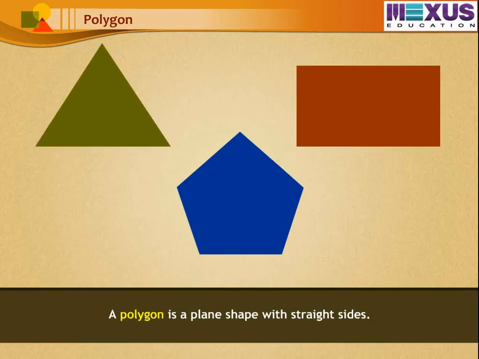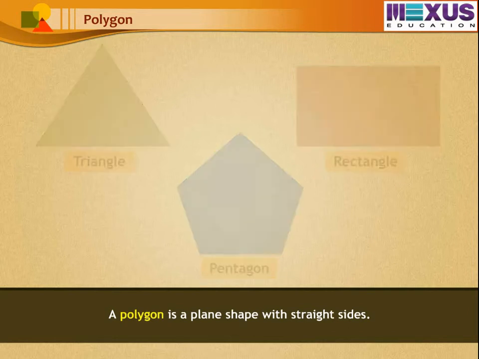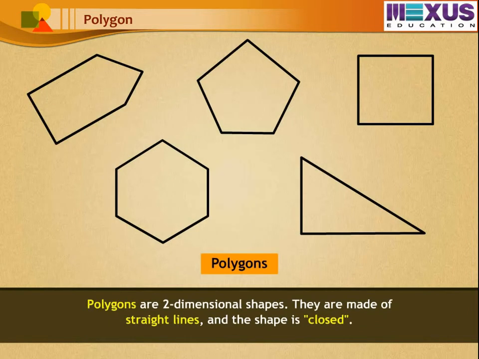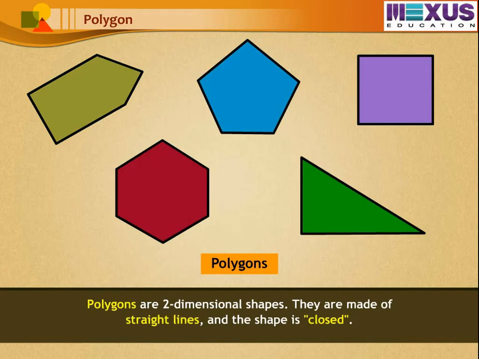A polygon is a plane shape with straight sides. For examples, triangles, rectangles, and pentagons. Polygons are two-dimensional shapes. They are made of straight lines and the shape is closed. All the lines connect up.